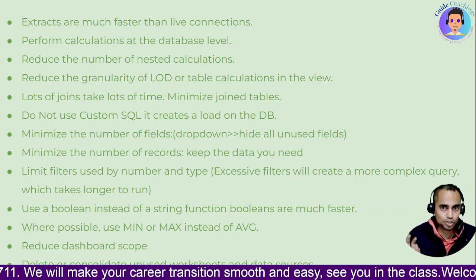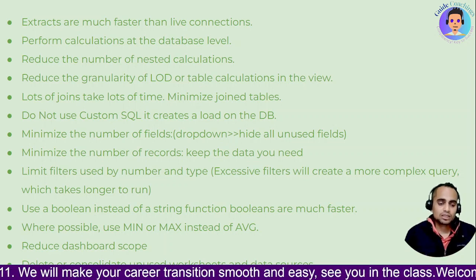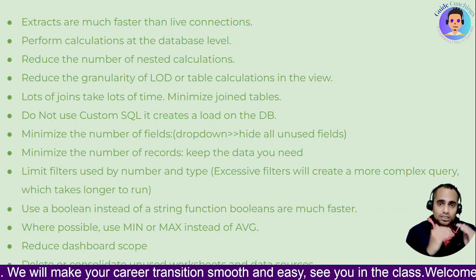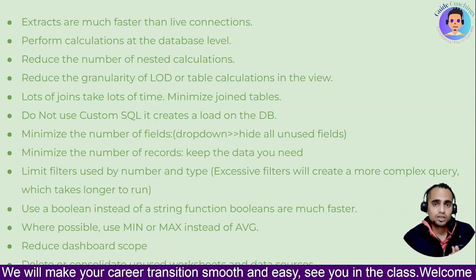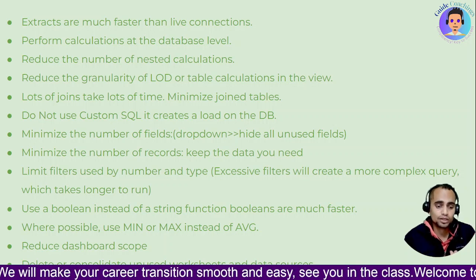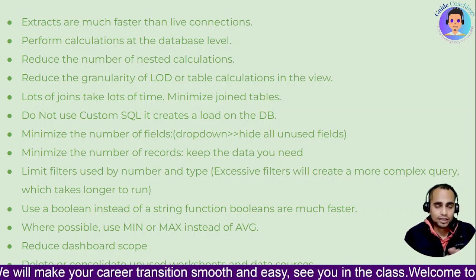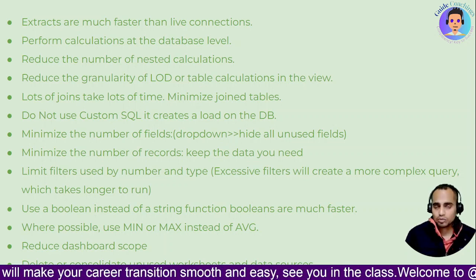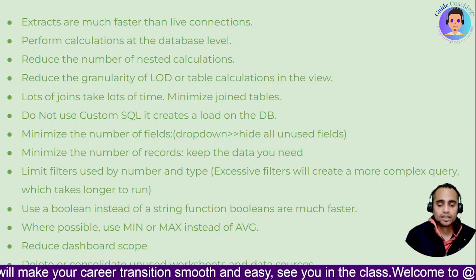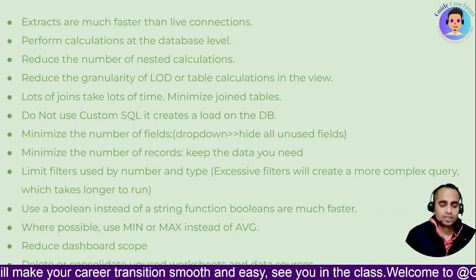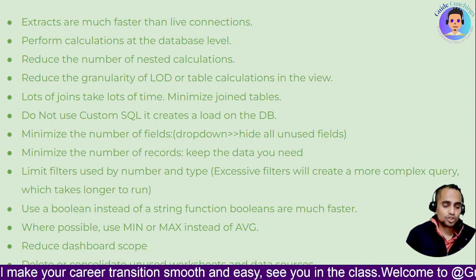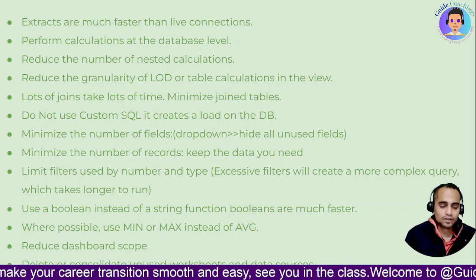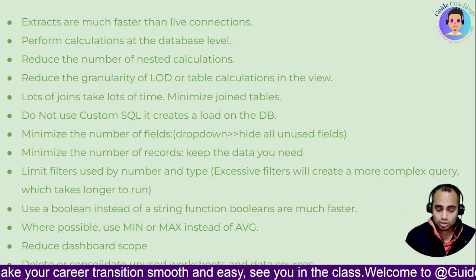Again, conditions apply. Then minimize the number of fields, like hide unused fields, and minimize the number of records, keeping only those necessary for the data operations you are performing, and reduce unnecessary filtration. Then limit the filters used by number and type. Excessive filters will create more complex queries which take longer to run. Then use a boolean instead of string functions. Then use min max instead of the average function.